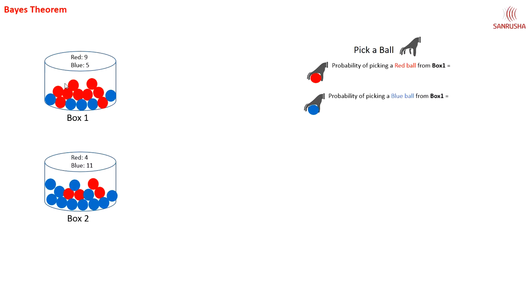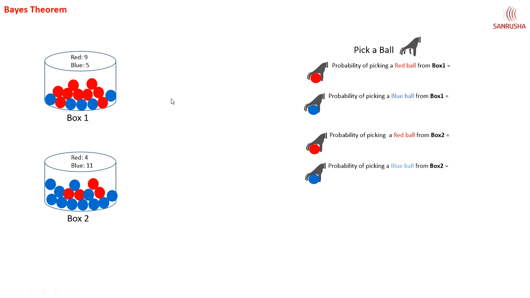Now you have to find the probability that you picked that ball from box 1, and what is the probability of you picking a blue ball from box 1? Likewise, what is the probability of you picking a red ball from box 2, or a blue ball from box 2? So these are 4 options which could have happened: you might have picked a red ball from box 1 or a blue ball from box 1, or a red ball from box 2 or a blue ball from box 2. And we are going to find the probability of each of these in a very simple method.